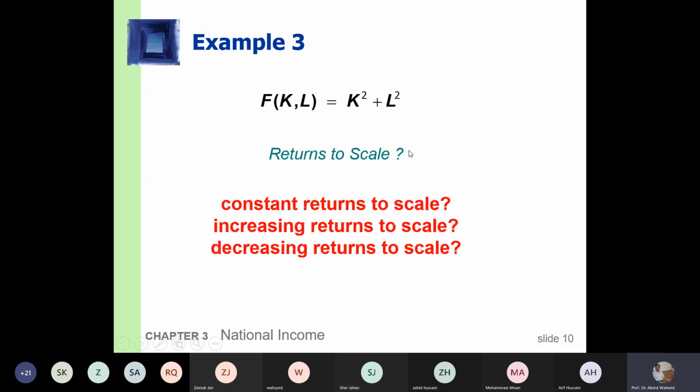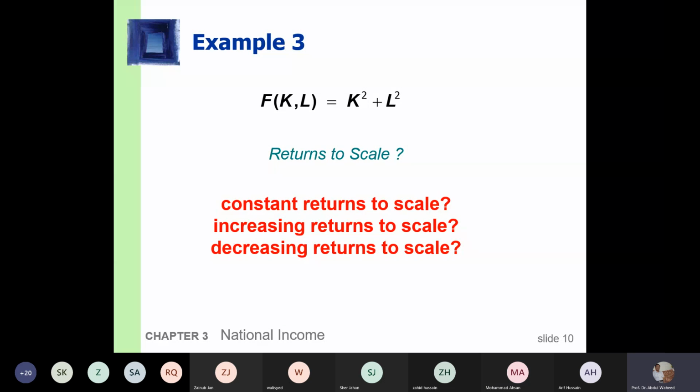Now one more example. What about this? Whether we have constant returns to scale, increasing returns to scale, or decreasing returns to scale. In this case, ये तो आसान है ना? Same procedure you have to follow and answer. Sir, increasing returns to scale. Yes. Any other answer? सर इंक्रीज होगा सर. Increasing returns to scale.